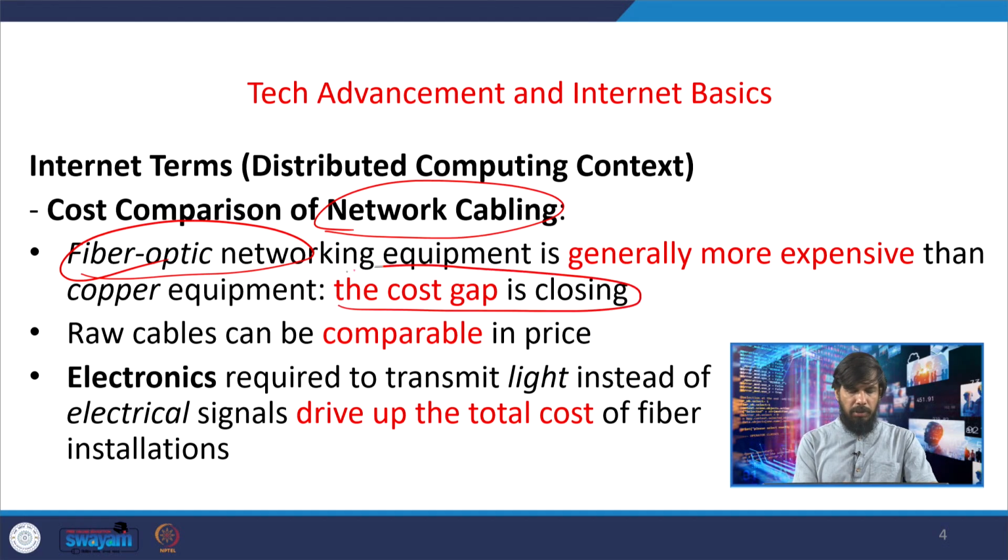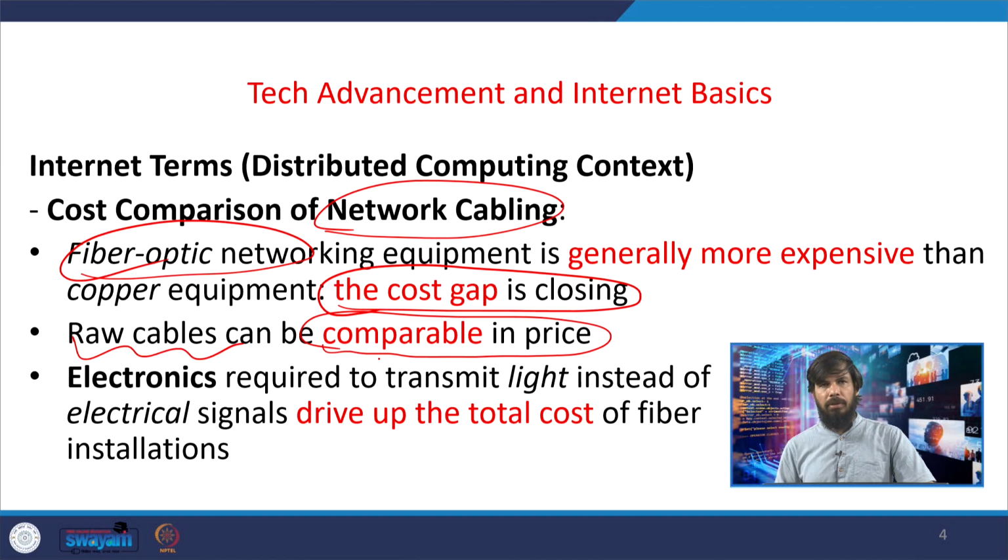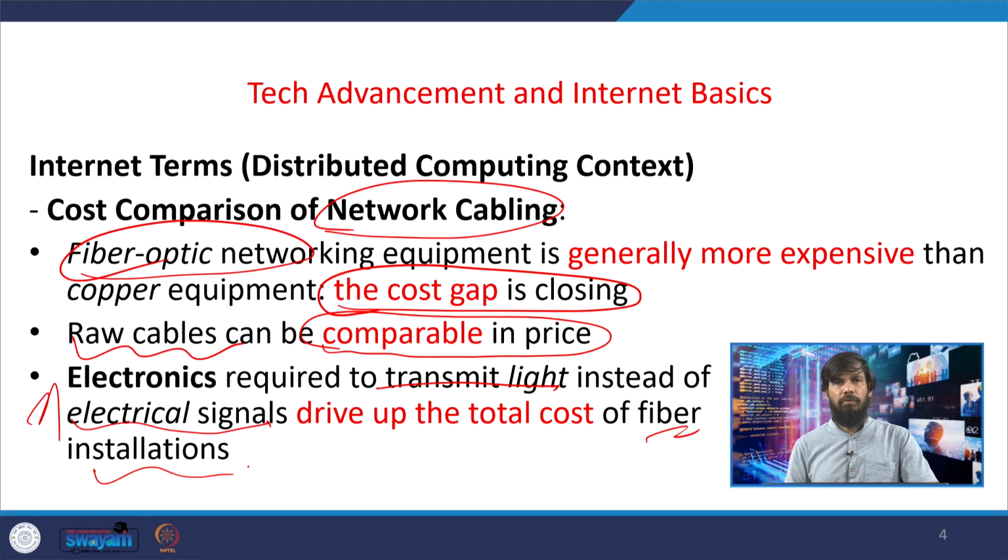So this cost gap is closing, and raw cables are pretty much comparable in price. But if we look at the electronics that is needed in terms of transmitting light instead of electrical signals, that will actually drive up the total cost of fiber installations. So the electronics part of the fiber optic cables is actually costly, and with technology advancement we might hope that this will also reduce further, right. So this was about the cost comparison of networking cabling.